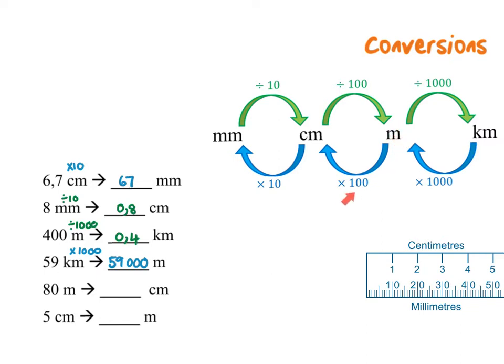In the next one, we need to go from meters to centimeters. Once again, there's a lot of centimeters in a meter, meaning I need to multiply by 100. Remember, centi, cents, century, 100. And this gives me 8,000 centimeters. On the other hand, from centimeters to meters, I'm going to divide by 100. Because 5 centimeters on my ruler, as you can see here on the side, is very short. That's not nearly even 1 meter. So this is going to be a fraction of a meter. So 5 divided by 100 is going to give me 0,05 meters.